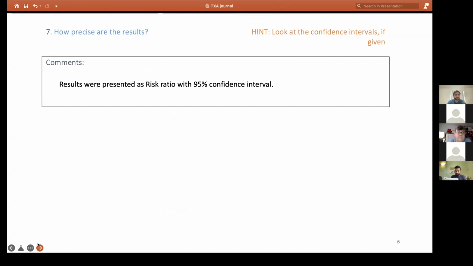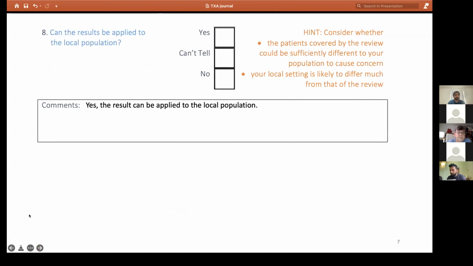So going to the next question, question number 8, it asks, can the results be applied to the local population? It has asked to answer in yes or no. And I would say it's yes for this question. The results can be applied to the local population. That is what I think.